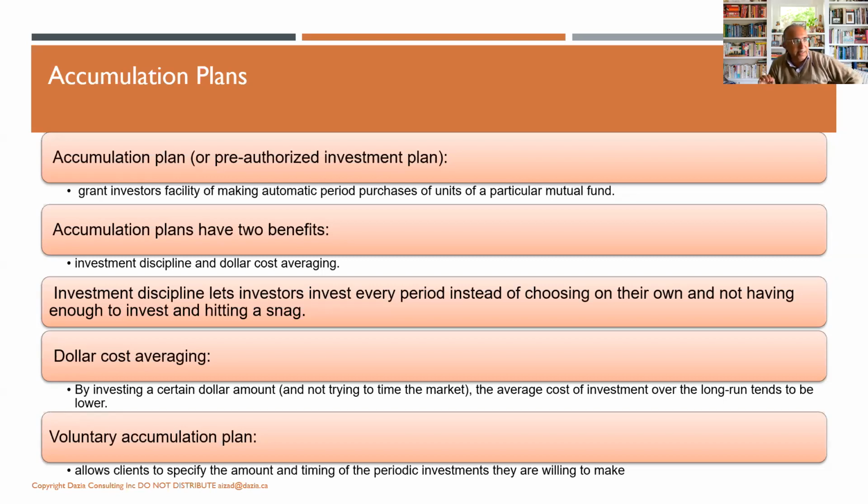Some people wait and think I can get a good price if I time the market. But that's not always a good idea. It's better to just put it in every month, and you get the benefit of dollar cost averaging. Dollar cost averaging says that over the long run, your average cost will be lower, because when the price is going down, you're buying more units for the same dollar. When the price is higher, you're buying fewer shares. So that is dollar cost averaging.